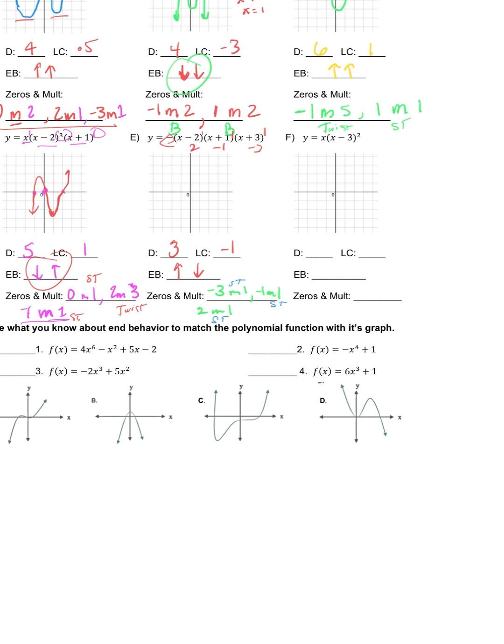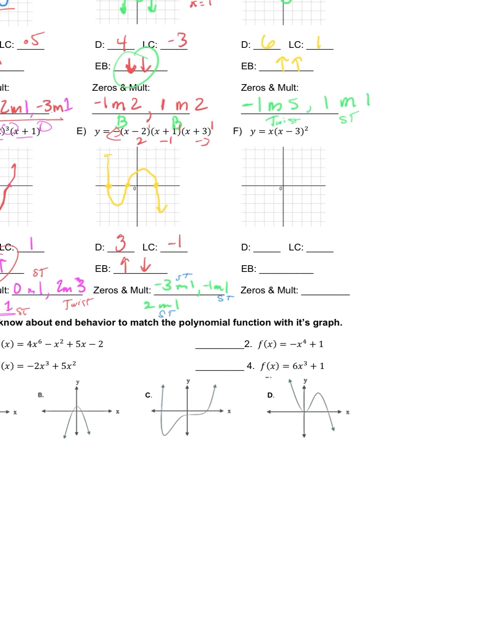So if I go over here, I'm sorry, I have a 0 at negative 3, a 0 at negative 1, and a 0 at 2. I know it has to come up this way. It's going to go straight through, and then straight through.